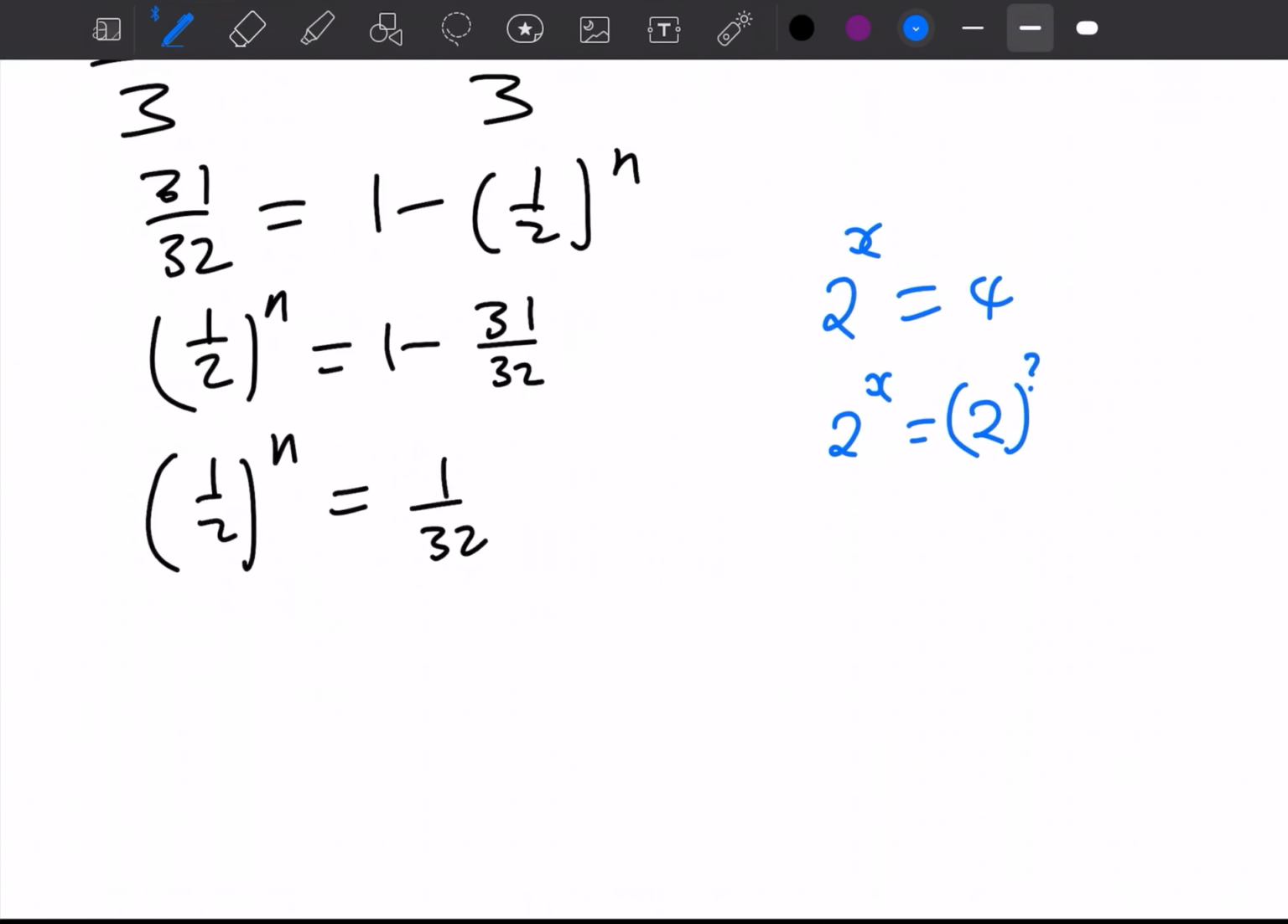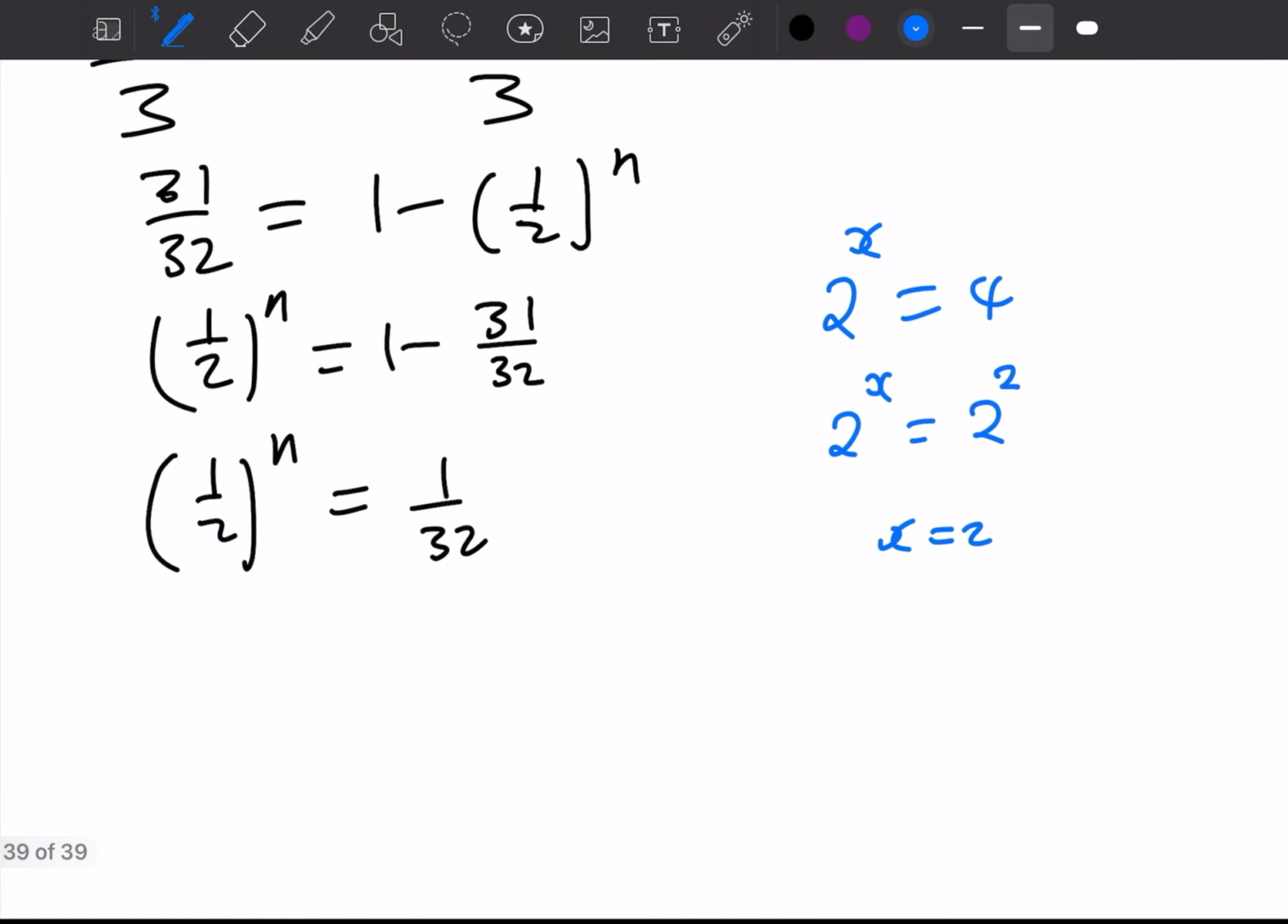2 power 2 is equal to 4. So I can write 2 power 2, and 2 power 2 is equal to 4. Now, if the bases are the same, therefore the exponents are equal. So you're going to have x is equal to 2. Now we're going to do the same thing here.